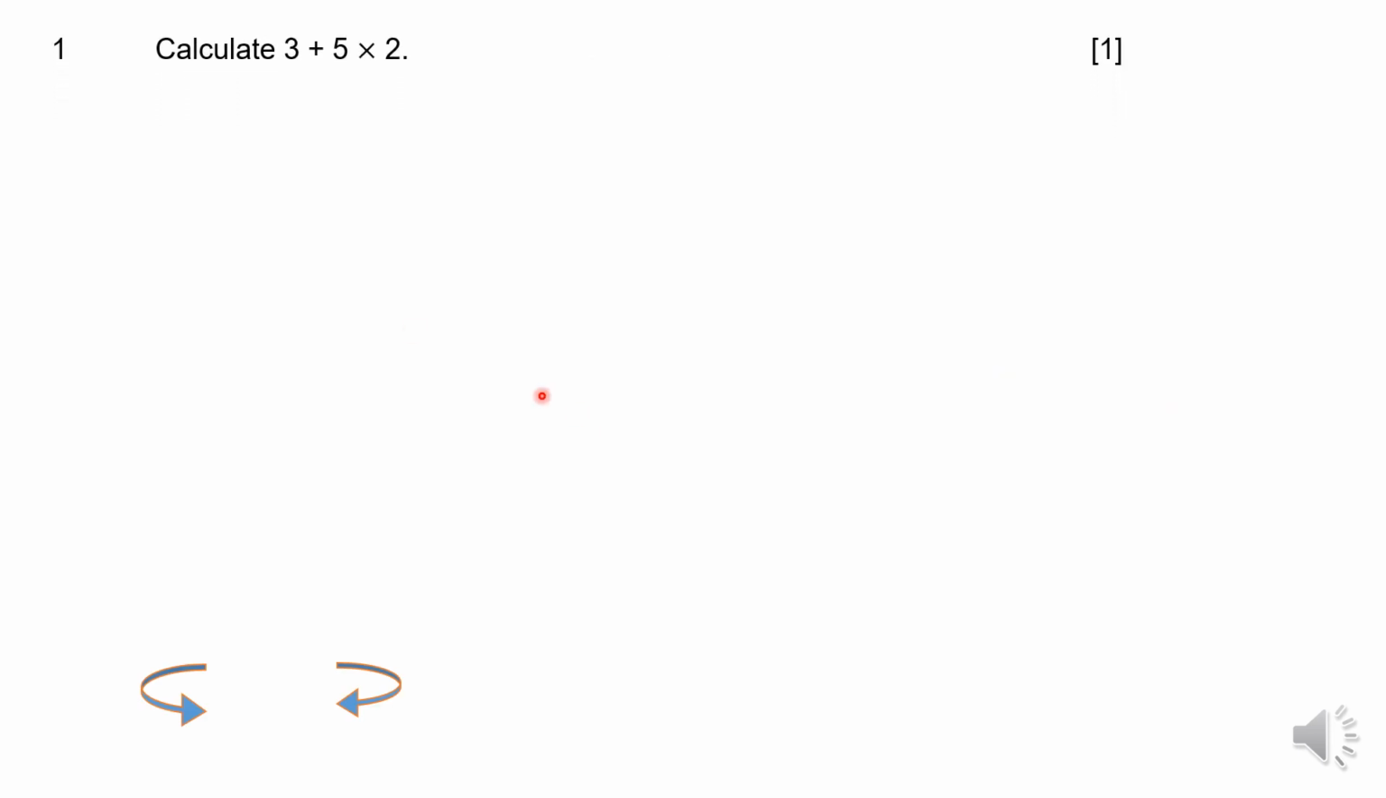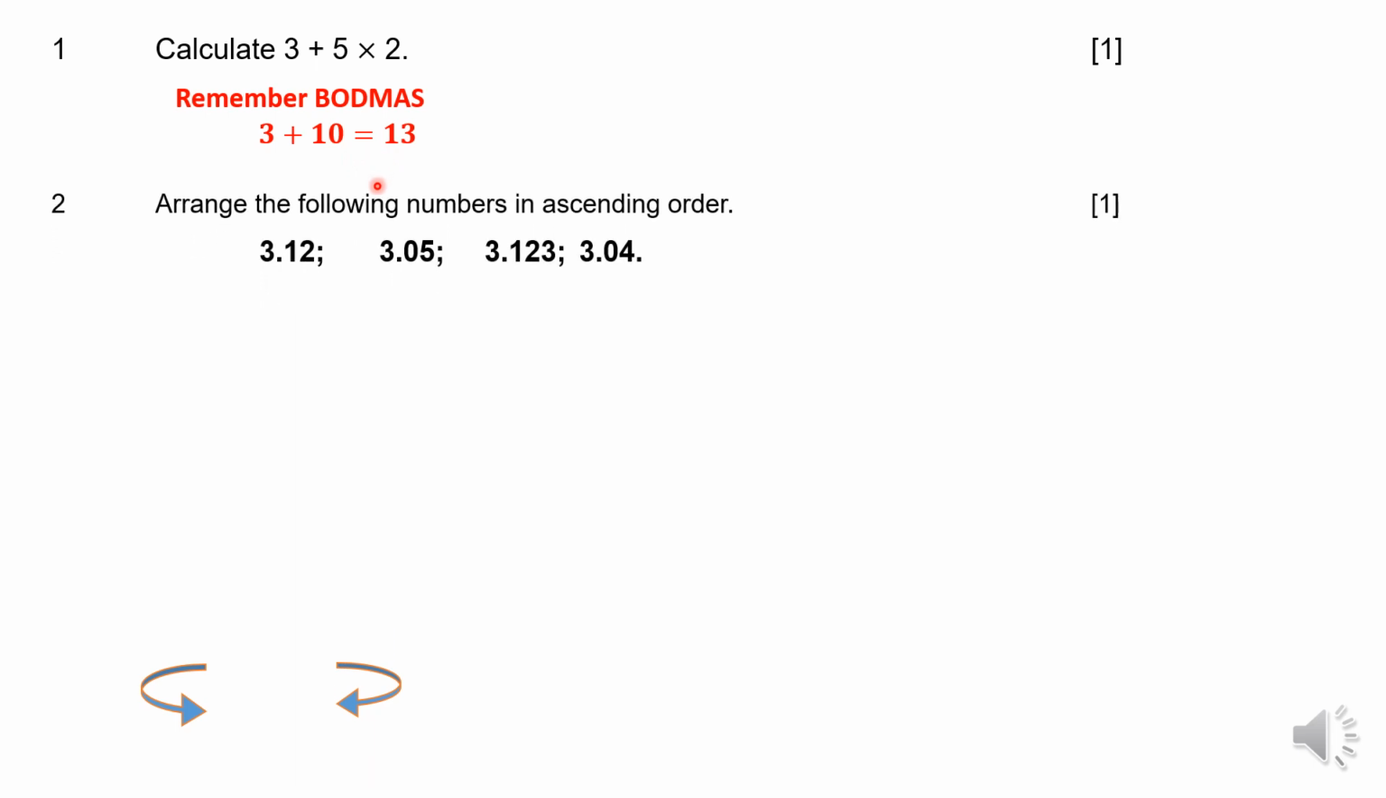Right, so the very first question here is very straightforward. Now what you must be careful of is that you are dealing with BODMAS here. Multiplication must be done before addition. So the 5 times 2 must first be done, and that is why that answer is 13.